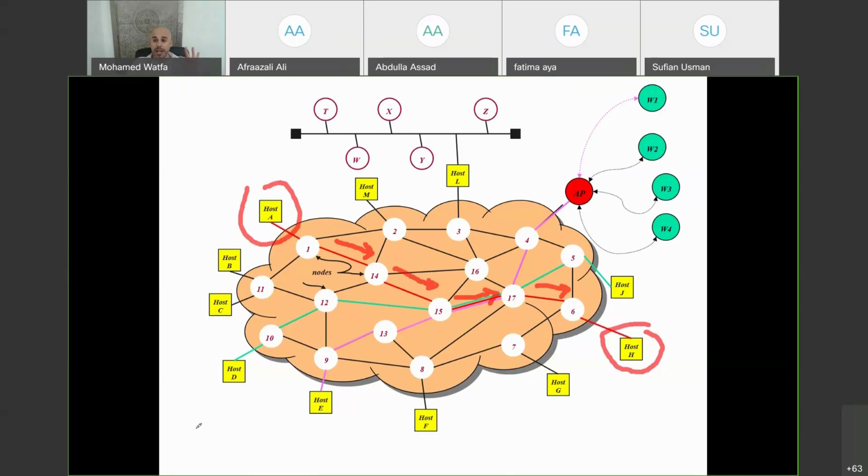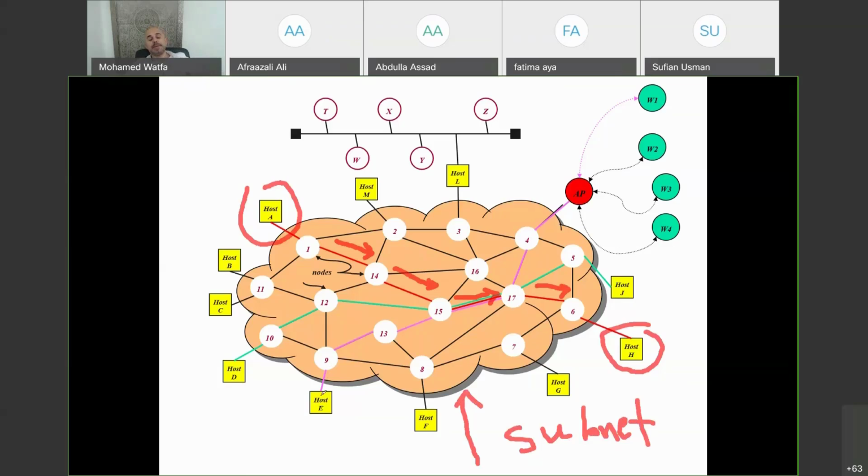So let me see if you remember. What is this cloud called? What do we call this cloud? Bonus point. Subnet. Yes, bonus point for Taha. Subnet, of course. We call this the subnet.